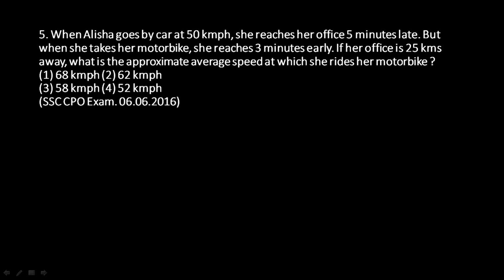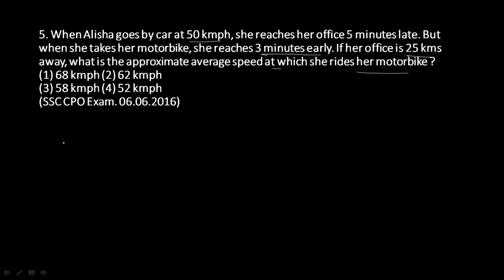Number 5 says, when Alicia goes by car at 50 km per hour, she reaches her office 5 minutes late. When she takes her motorbike, she reaches 3 minutes early. If her office is 25 km away, what's the approximate average speed at which she rides her motorbike? So you have to get the speed of the motorbike. How will you solve it?